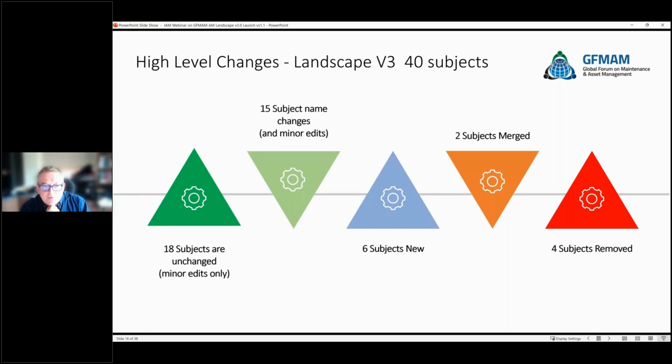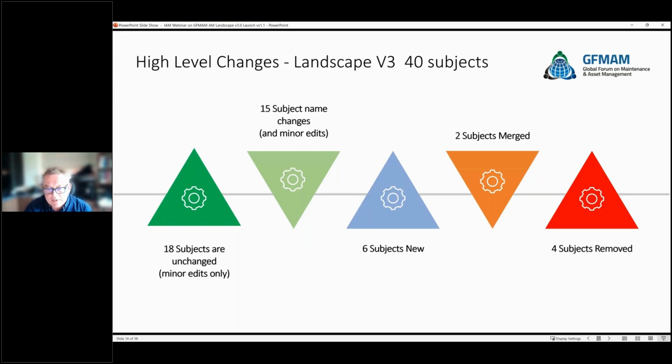So when we get to the so what, which is probably what people are actually more interested in, where we have ended up is there are now 40 subjects within version 3 of the landscape. 18 of those subjects are pretty much unchanged, minor edits to text, etc. 15 of those have had some name changes to the subjects and some minor edits, but fundamentally haven't changed. There are 6 new subjects, and I'll run through those in the next slide. In some cases it was felt that, as I said earlier, the interface between subjects was not clearly defined. There was a decision made to merge some of those subjects, and there were 4 subjects removed.